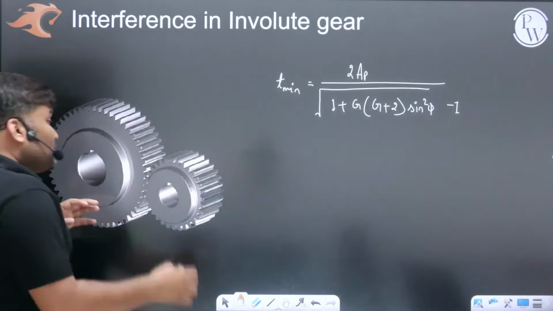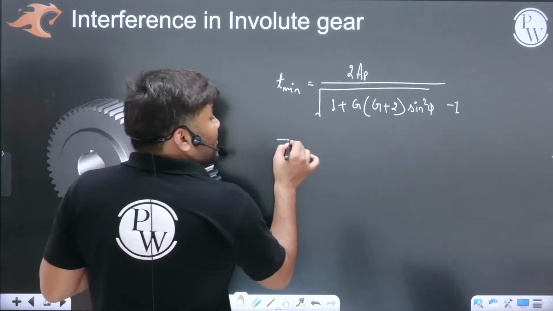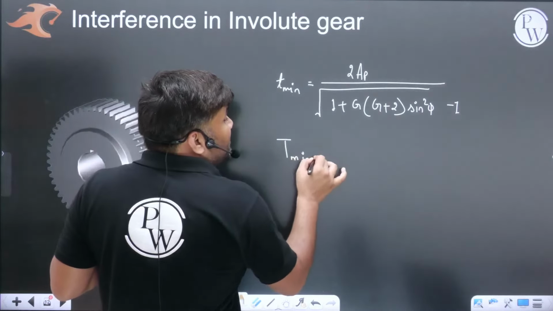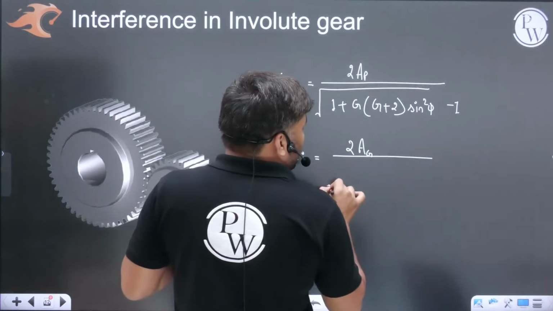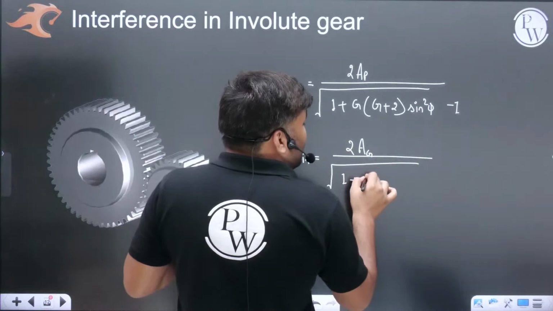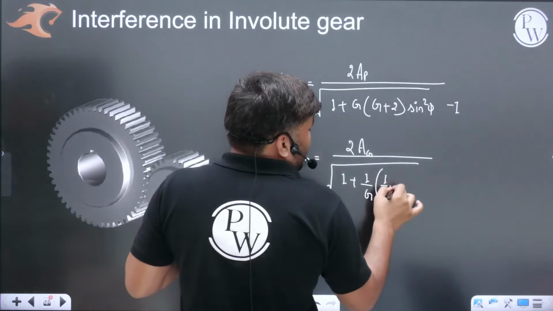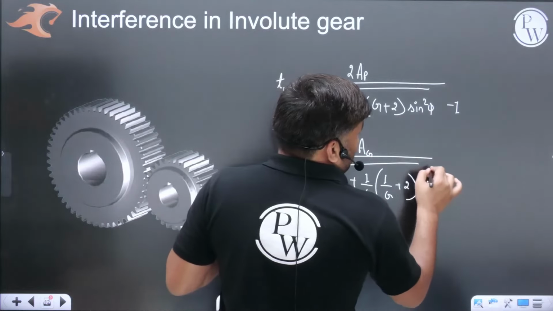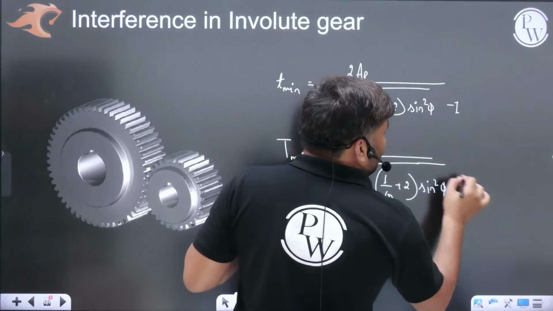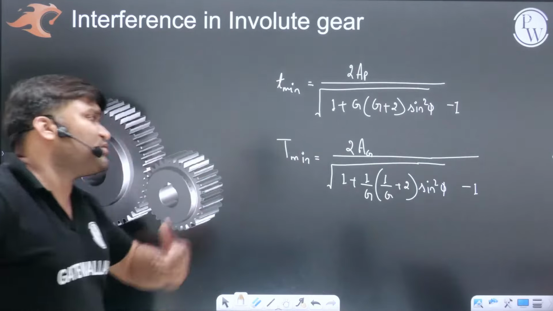Similarly, now you will check for the gear. At the gear, how many teeth? At least, minimum how many teeth should we provide so that it is not causing any interference on the pinion? You will again calculate the number of teeth on the gear, capital T minimum, and this formula comes out to be twice of AG divided by under root 1 plus 1 upon G plus 2 sin square phi. Outside the under root you are going to have minus 1. Getting a point? So these are the formulas which you have to remember.